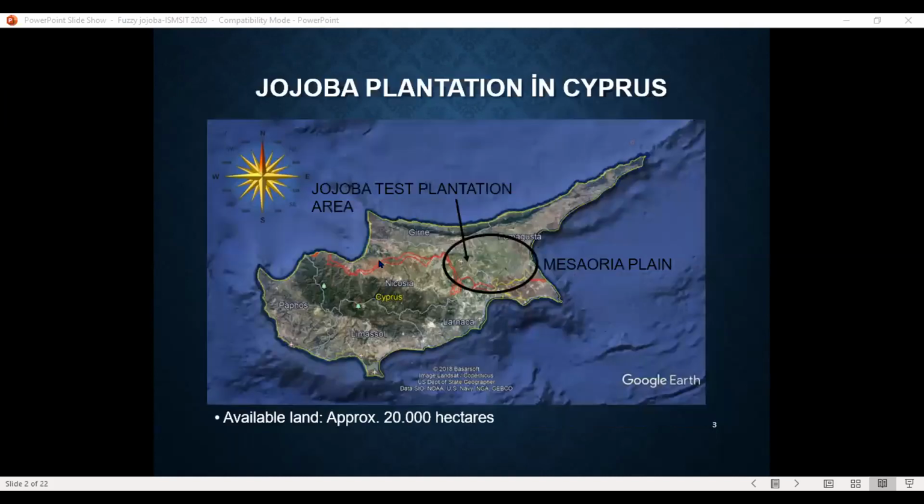3 times the olives. Okay, this is the island of Cyprus. This is the northern part, the Turkish part, and what we call the Mesarya Plain is a huge area of approximately 20,000 hectares. It lies between the two big cities, Nicosia and Famagusta. Within this area, only a small area of 150 dekar, approximately equal to 15 hectares out of the 20,000 hectares, we can use.